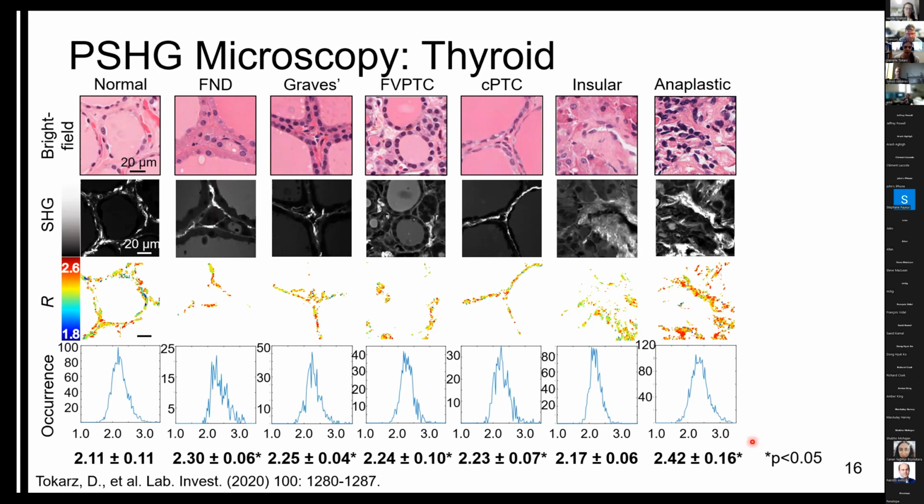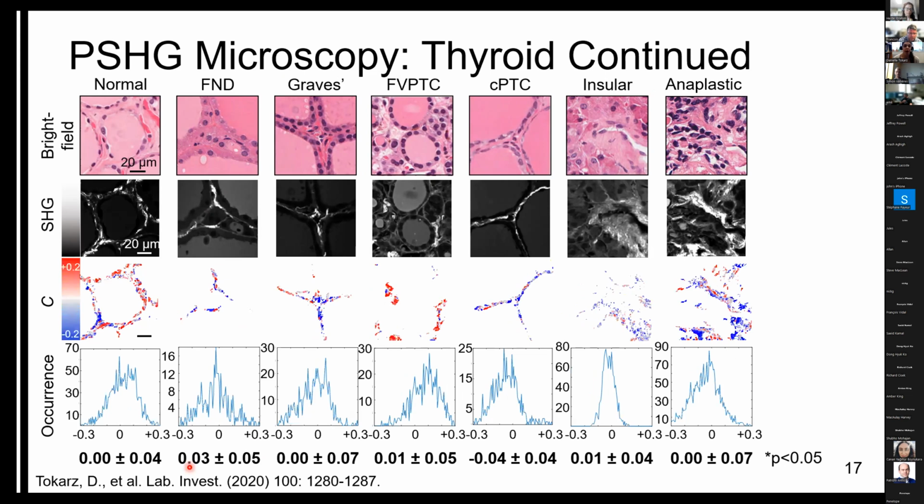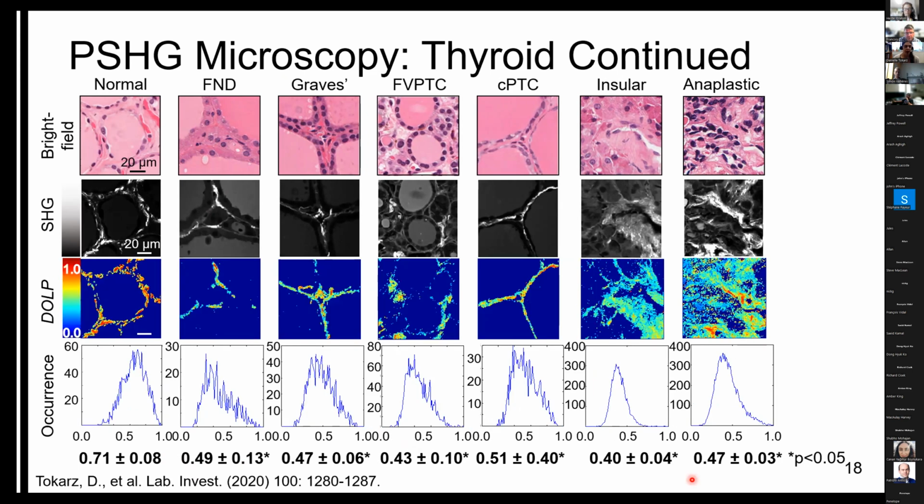What we see here is that the R values of all the diseases, except for insular carcinoma, were significantly higher than that of normal tissue, which again, we would expect if the disease collagen has a more disorganized state. Like the pancreatic tissue, though, the C values for the normal thyroid tissue and all the pathological thyroid tissue studied were similar, and therefore chirality cannot discriminate tumor thyroid tissue. And here the third parameter, DOLP, was studied.